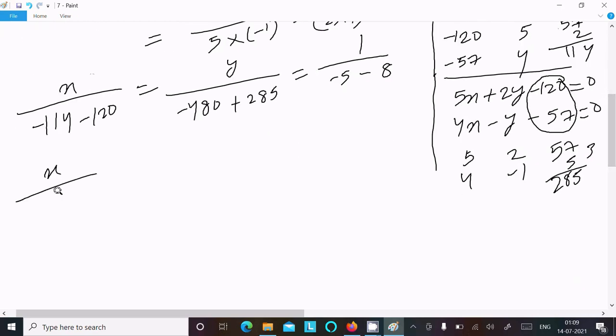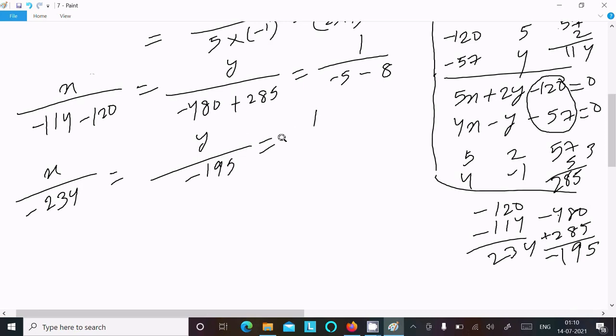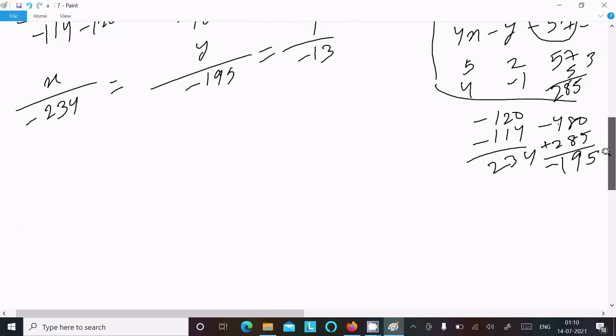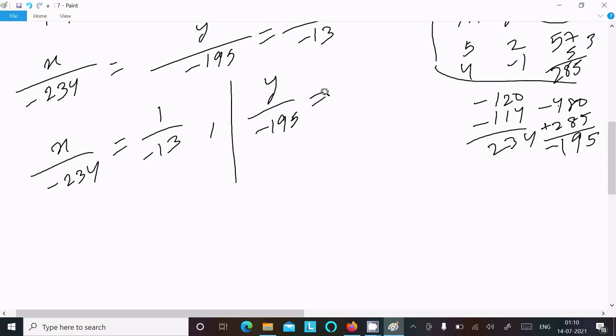The next is x, so here we can write minus 234. And here y equal to minus 480 plus 285, which is minus 195. So thereafter, making the relationship: x part, 234 by minus 13, and next is y, minus 195 equal to 1 by minus 13.